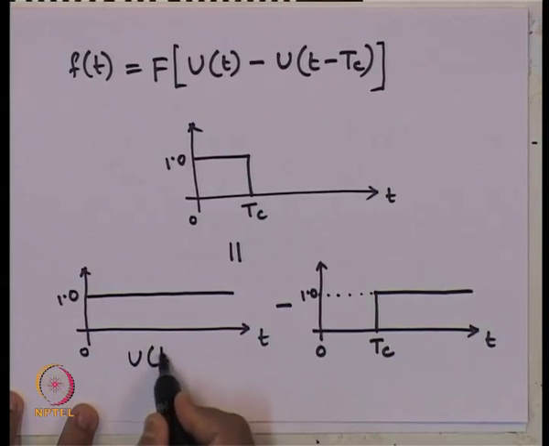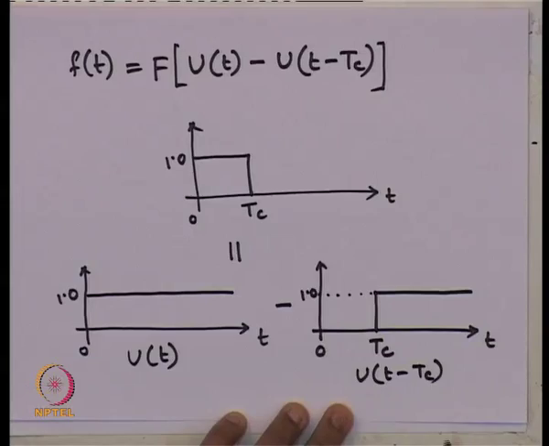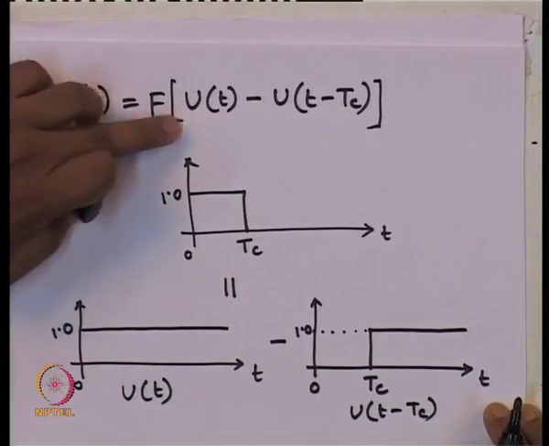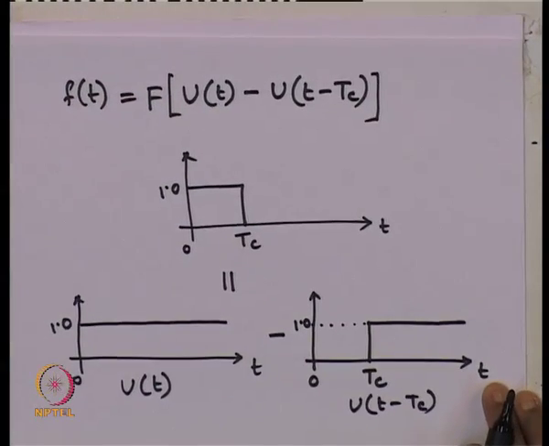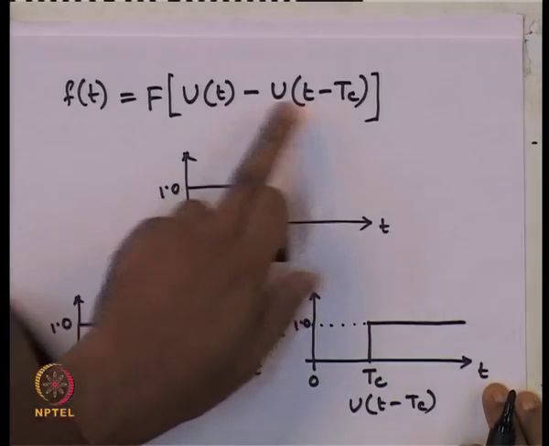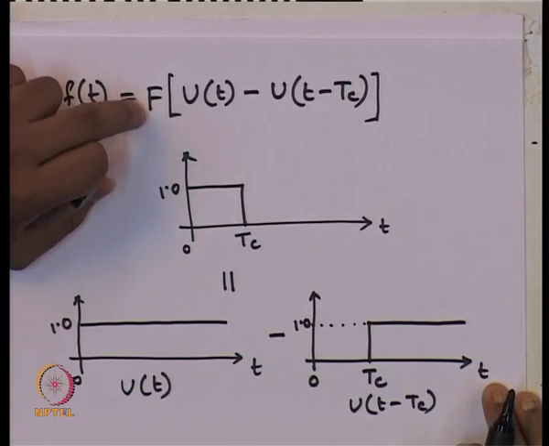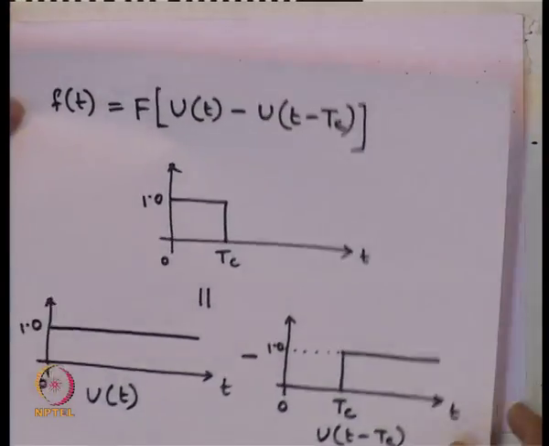This is u of t, right. And what is this one? u of t minus T c. So, that is why I have written this function as nothing but u of t minus u of t minus T c. So, this is for unit load, because it is a Heaviside step function. If I apply load f, just multiply it with f, that is it. So, this is our applied force to the system.